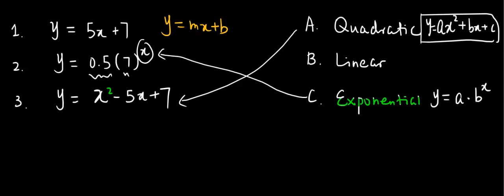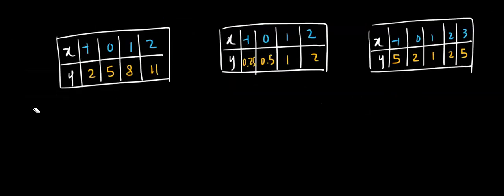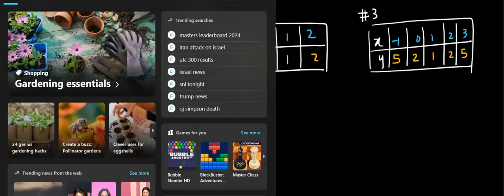Now we have reviewed linear, quadratic, exponential. Let us look at our next practice. This time we have 3 tables. It asks us which one is linear, which one is quadratic, which one is exponential. Remember, in order to be linear, we need to check.